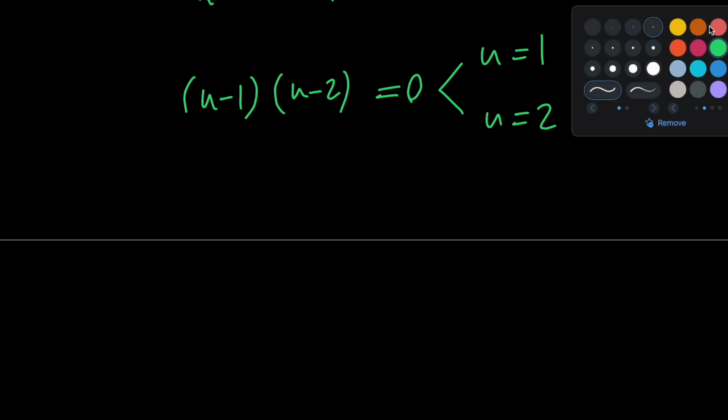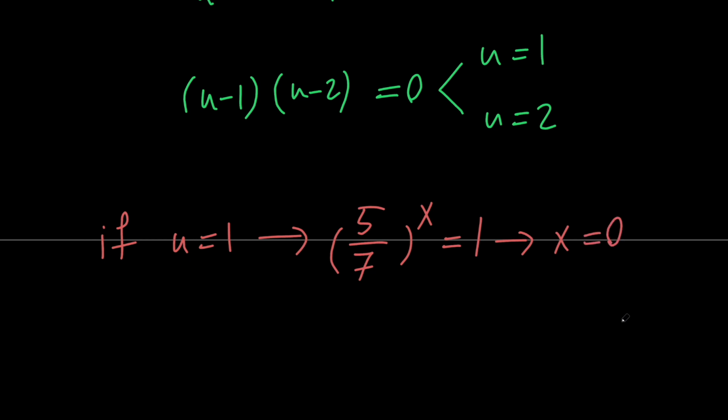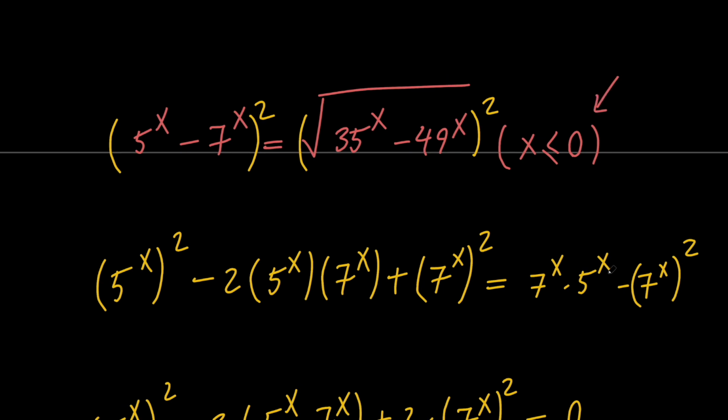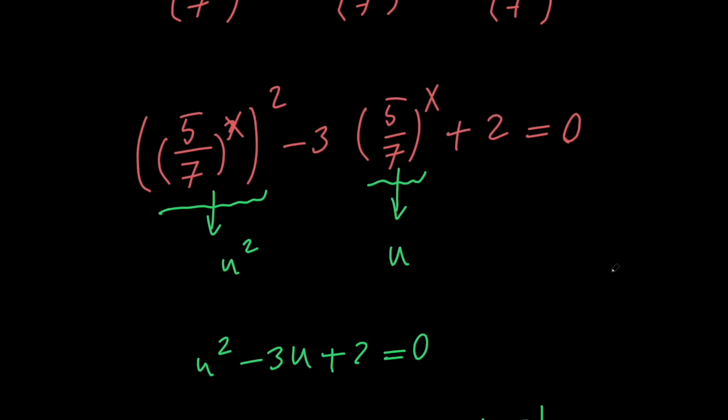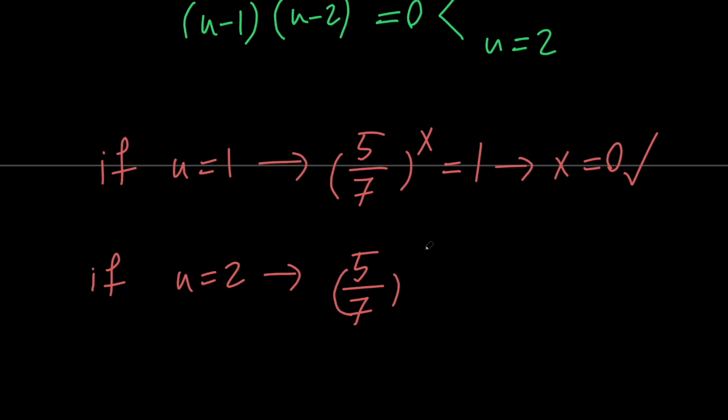So if u equals 1, we're going to have 5 over 7 to the x equals 1, which means that x equals 0. But remember that x should be less than or equal to 0, and 0 is less than or equal to 0, therefore it is a valid solution. Next, if u equals 2, we're going to have 5 over 7 to the x equals 2.